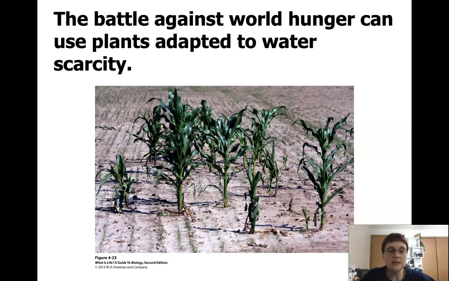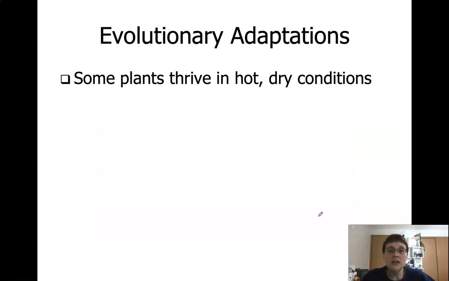Now, you probably are aware that plants don't all grow in the same sort of conditions. And so one of the things looking forward with things like climate change and so forth, we're already running into some food scarcity in different parts of the world, and that's mainly because of things like water issues. Rain patterns are changing and so forth. And one of the things that we can do is use plants that are adapted to low water conditions.